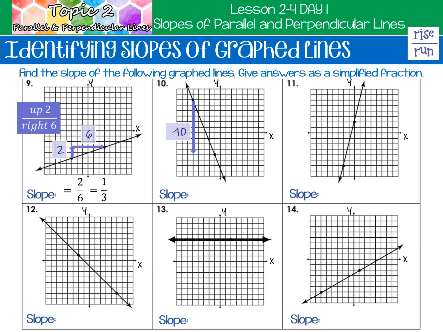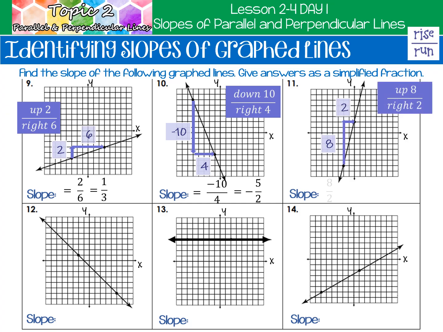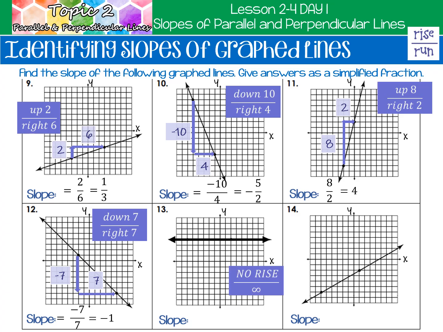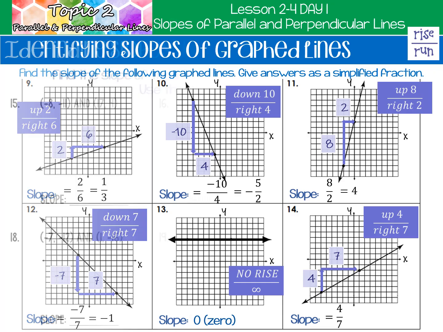Next one, down 10, right 4. That simplifies to negative 5/2. Up 8, right 2. 8 over 2 simplifies to 4. Down 7, right 7. Negative 7 over 7 reduces to negative 1. This is a horizontal line. There's no rise. Our slope is 0. Next one, up 4, right 7, slope is 4/7.